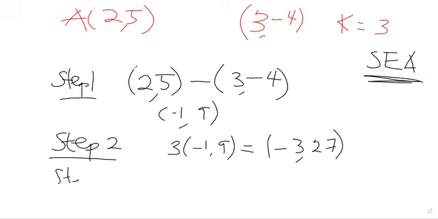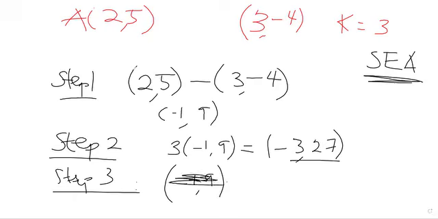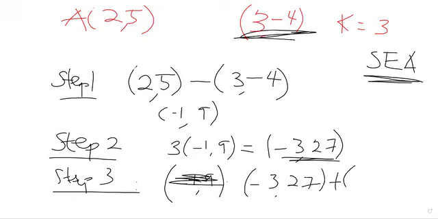Then step 3, I'm going to add. So to the answer, (-3, 27), we'll add the fixed point (3, -4). So -3 plus 3 gives us 0. Then 27 plus -4 is 23. So our image is going to be (0, 23).